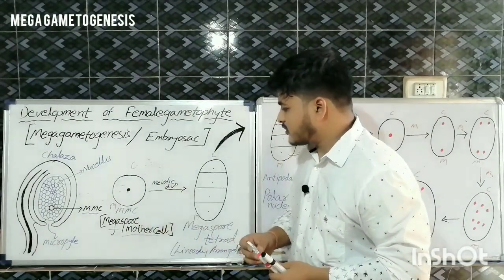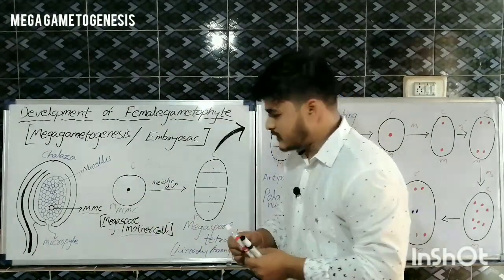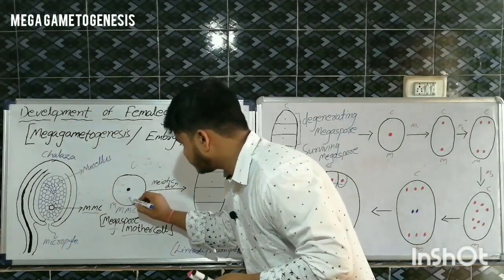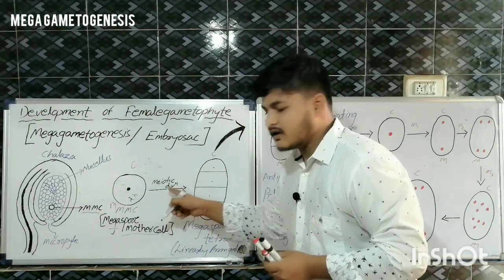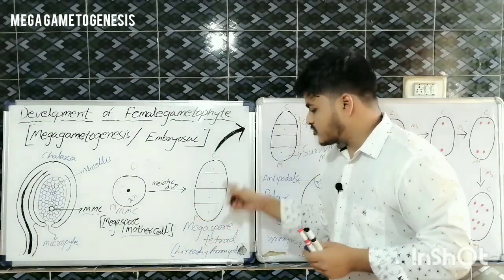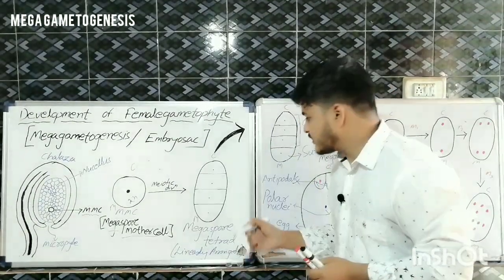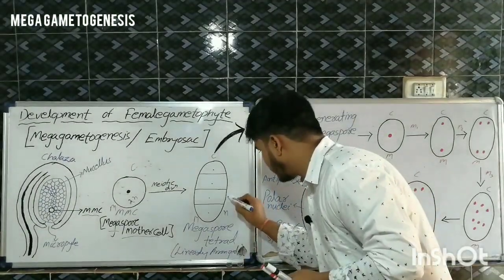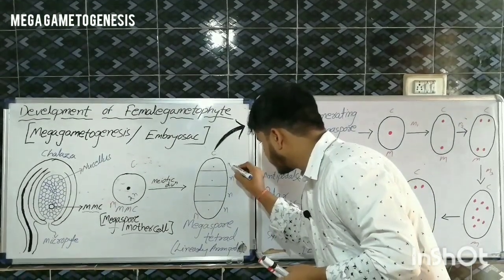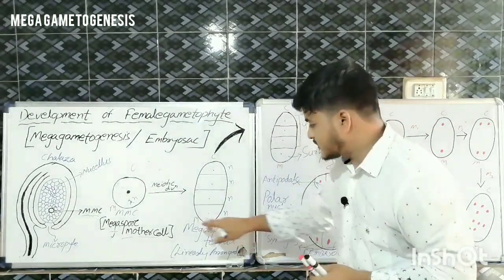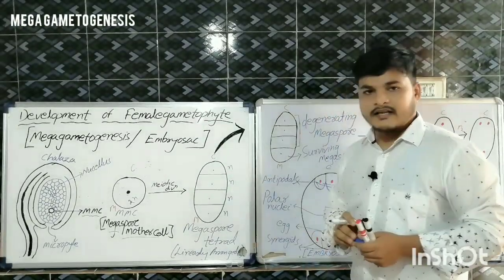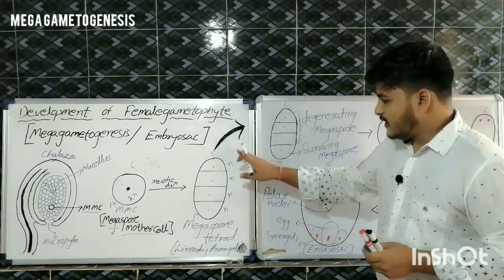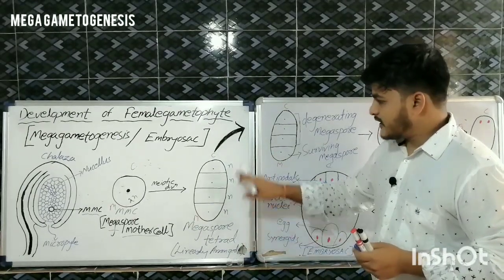The megaspore mother cell is diploid in nature, that means 2n. Next, meiotic division takes place, so haploid cells are going to form. A megaspore tetrad is formed, that means four cells which are n in number. This is the micropylar end, and this is the chalazal end. The cells are arranged linearly.